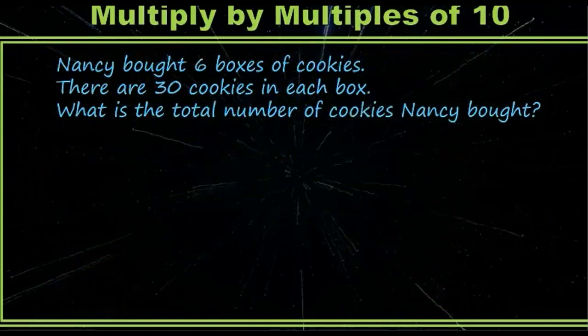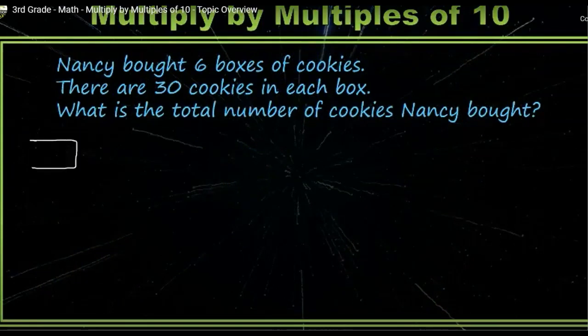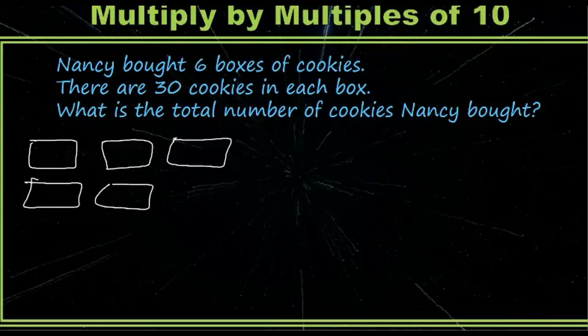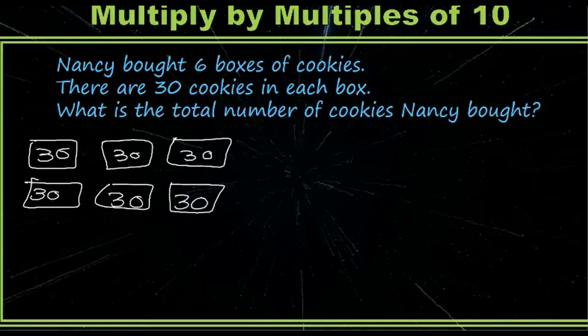Here Nancy bought 6 boxes of cookies. There's 30 cookies in each box, and we're looking for the total. So we have these 1, 2, 3, 4, 5, 6 boxes of cookies, and there are 30 cookies in each box. Now, maybe you could add these 30s up 6 times, and that would give you the total, but we're kind of looking for some new ways, right? So here we see that we have 6 equal groups of 30. And we can represent that total using multiplication. Here is my 6 groups of 30.